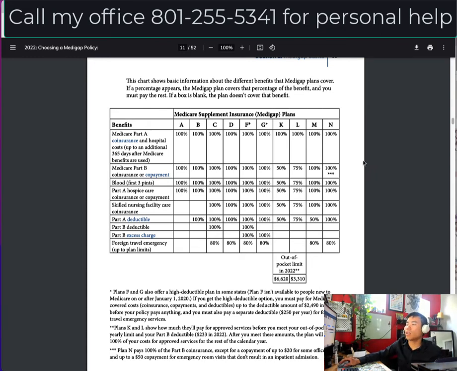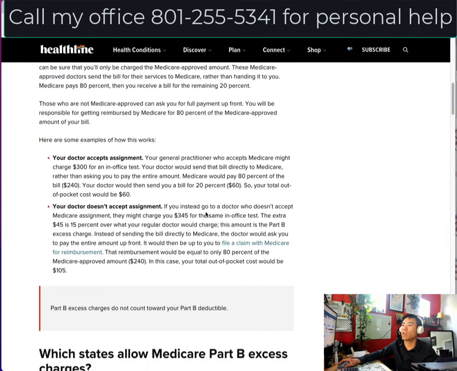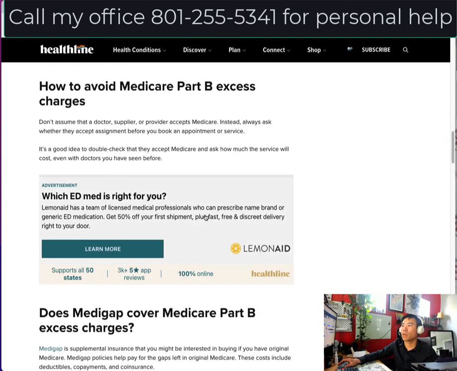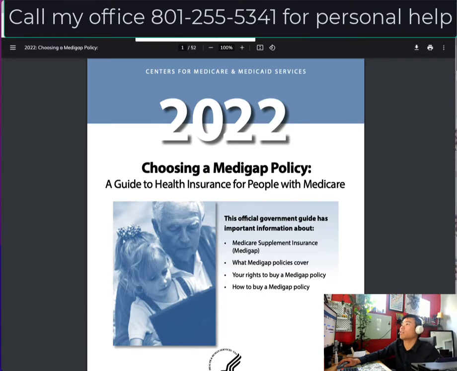Usually when I see that, I advise the patient or the member to perhaps consider a different provider that isn't going to do that. And one way that you can avoid a Part B excess charge is just by double checking with your provider if they accept the Medicare assignment before you book your appointment or service. The last thing that you want is to get a surprise bill and find out that your doctor billed you more than what they were paid by Medicare. So just take that into consideration.